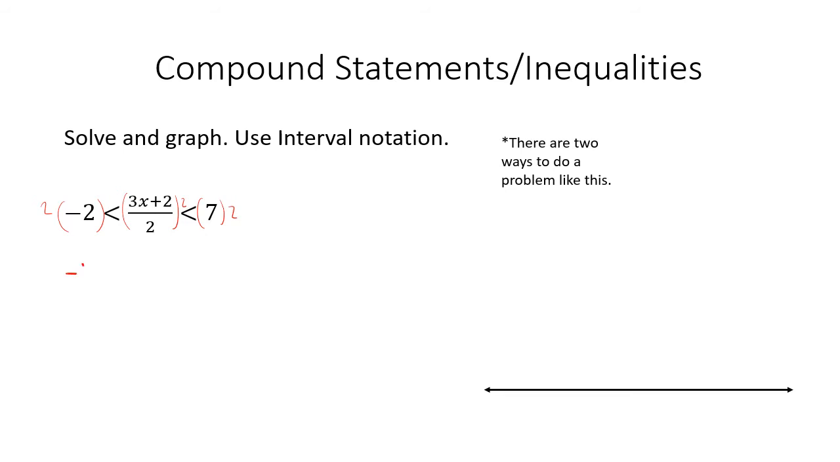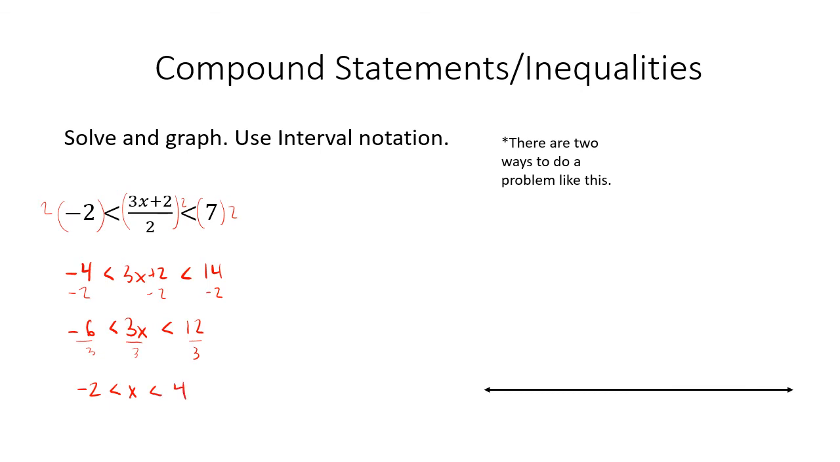2 times negative 2 is negative 4. Is less than 3x plus 2 is less than 14, 7 times 2. Okay, now I want that 2 out of there, so I'm going to subtract 2 from all sides. So now I'm going to have negative 6 is less than 3x is less than 12. And now I want x by itself, so I'll divide all sides by 3. And I've got negative 2 is less than x is less than 4.